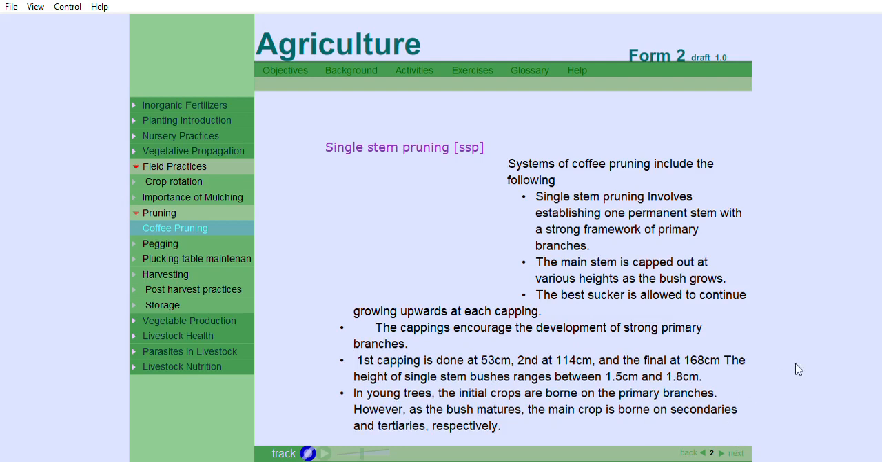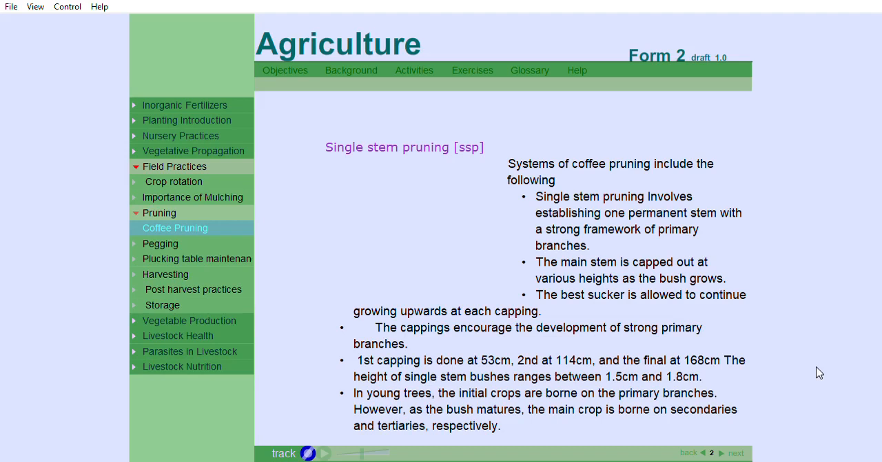Single stem pruning, or SSP. Systems of coffee pruning include the following. Single stem pruning involves establishing one permanent stem with a strong framework of primary branches. The main stem is capped at various heights as the bush grows. The best sucker is allowed to continue growing upwards at each capping. The cappings encourage the development of strong primary branches.